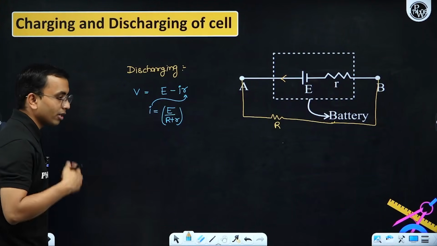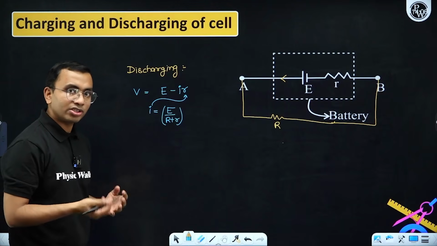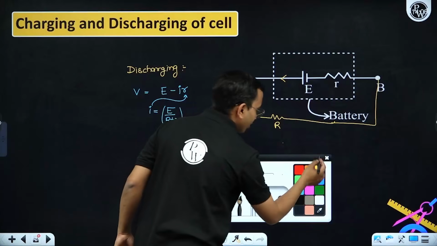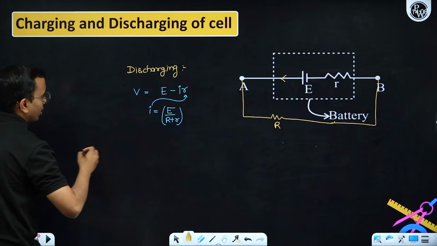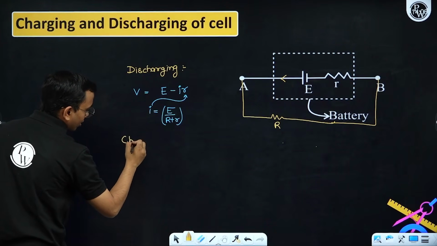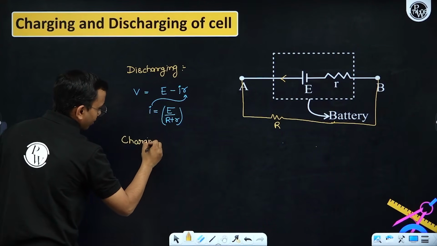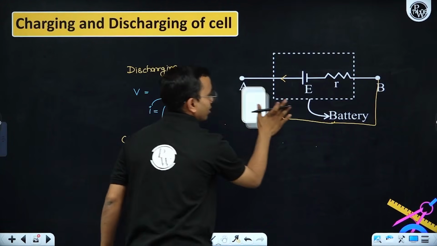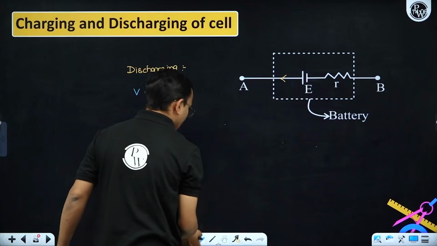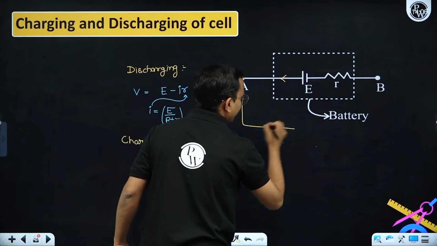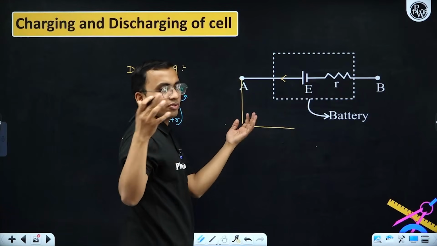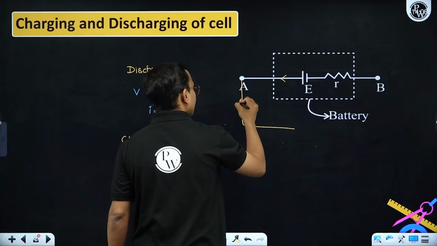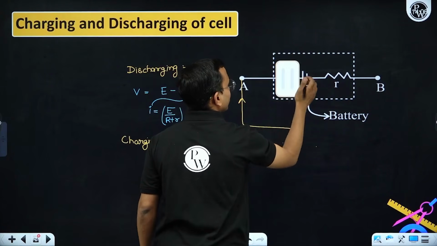If I talk about the other way, let us take, we are charging the battery. Charging the battery means we are supplying current to the battery. Second condition I am talking about, charging. Let us take, maybe with the help of some other battery or some other source, the current is given to the battery. So current goes like this.